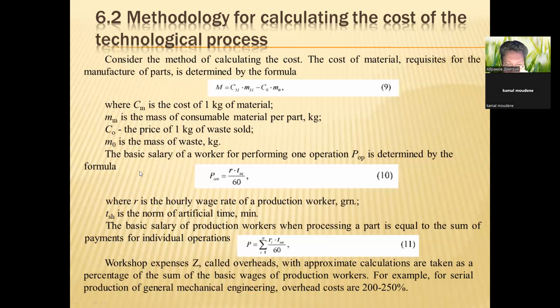Workshop expenses Z, called overheads, with approximate calculations are taken as a percentage of the sum of the basic wages of production workers. For example, for serial production of general mechanical engineering, overhead costs are 200 to 250%.